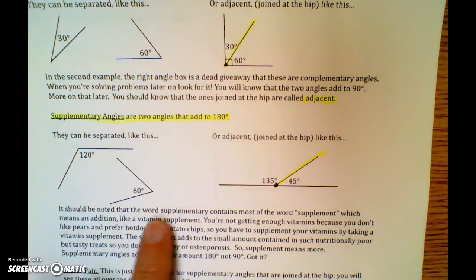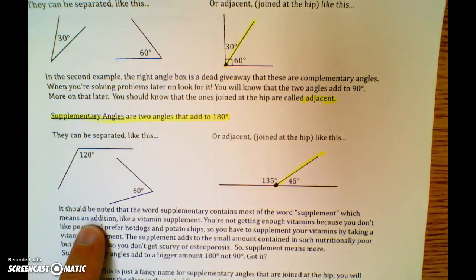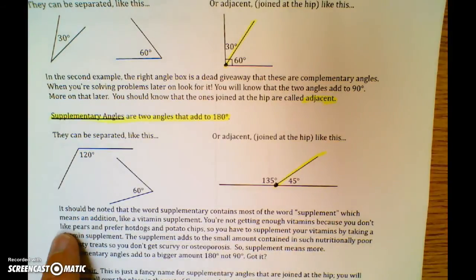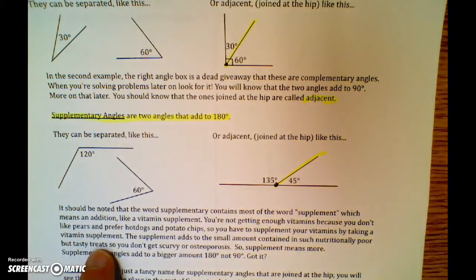It should be noted that the word supplementary contains most of the word supplement, which means an addition, like a vitamin supplement. You're not getting enough vitamins because you don't like pears and prefer hot dogs and potato chips, so you have to supplement your vitamins by taking a vitamin supplement. The supplement adds to the small amount contained in such nutritionally poor but tasty treats so you don't get scurvy or osteoporosis. So supplement means more. Supplementary angles add to a bigger amount, 180, not 90 degrees. Got it?